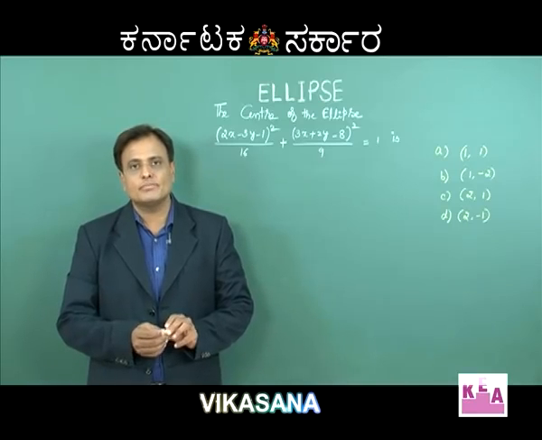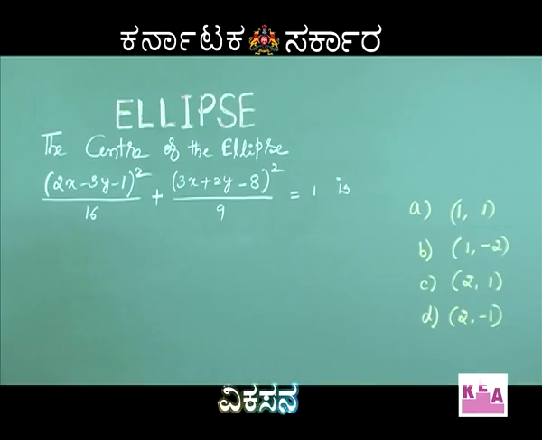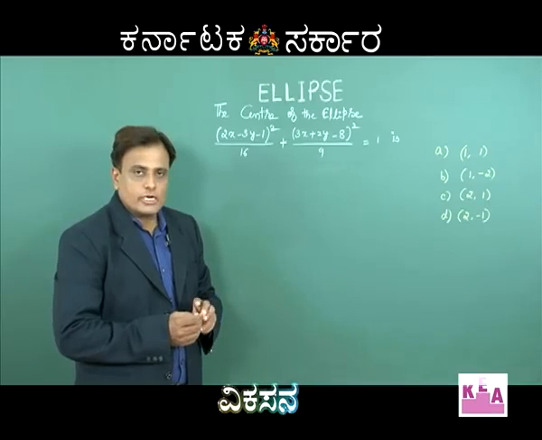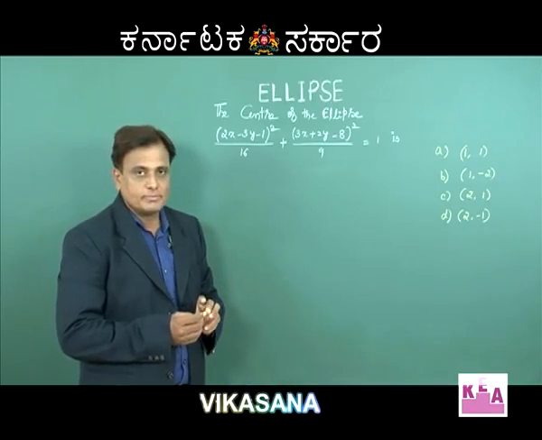We will move to the next example on ellipse. Read the question. We have to find out the center of the ellipse: (2x minus 3y minus 1) whole square by 16 plus (3x plus 2y minus 8) whole square upon 9 is equal to 1. Options are 1 comma 1, 1 comma minus 2, 2 comma 1 and 2 comma minus 1. Dear students, observe this question very carefully.